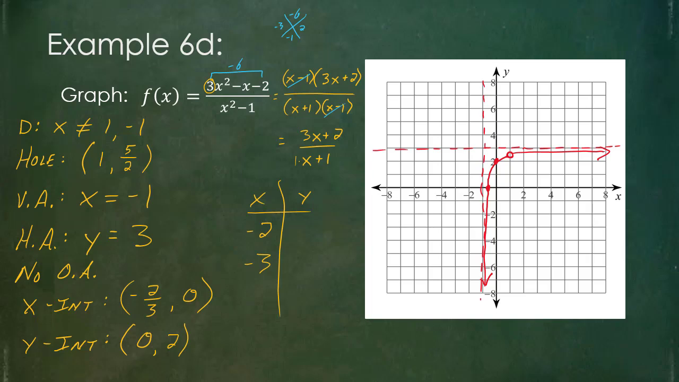But if I plug in negative 2, times 3 would be negative 6, plus 2 is negative 4 on top. Negative 2 plus 1 on the bottom, that would be a negative 1, so that's just going to be positive 4. So negative 2, comma positive 4 right there. And let's see what happens when I plug in negative 3. Negative 3 times 3 would be negative 9, plus 2 is negative 7, over a negative 3 plus 1, which is negative 2. So that's going to be half of 7, which is 3.5-ish. So plot that point, negative 3, comma 3.5 right there.